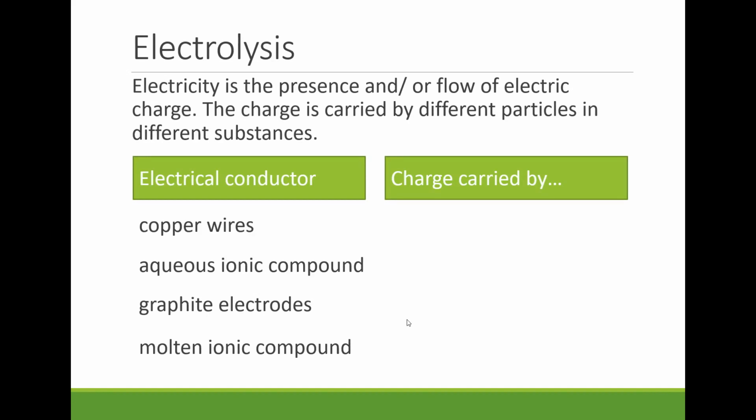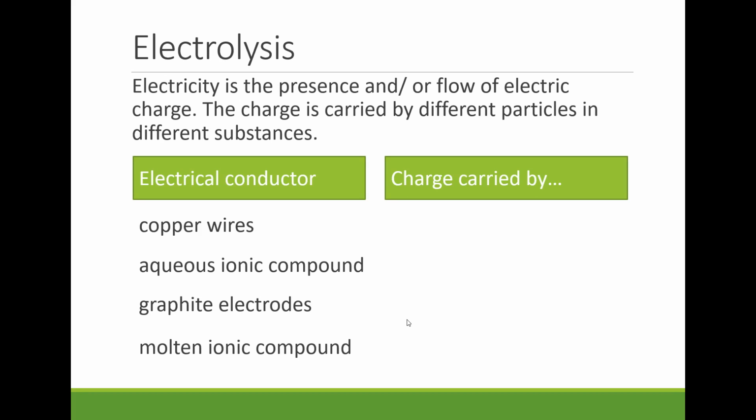So think back to the structure and bonding topic, which will be helpful in answering this question. What is the type of structure and bonding present in those substances, and hence what is carrying the charge? Why don't you pause the video now, think about that, and then we'll carry on.